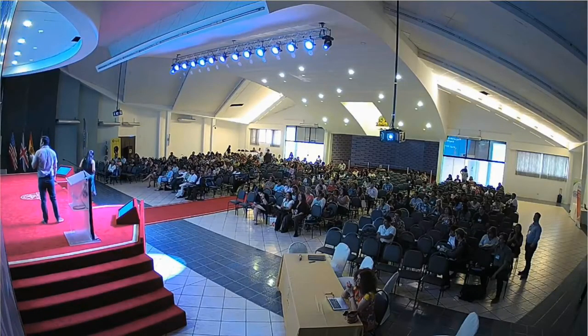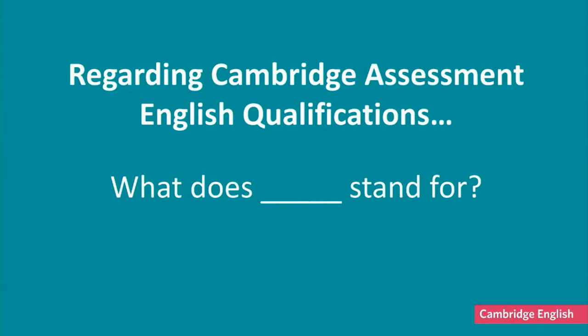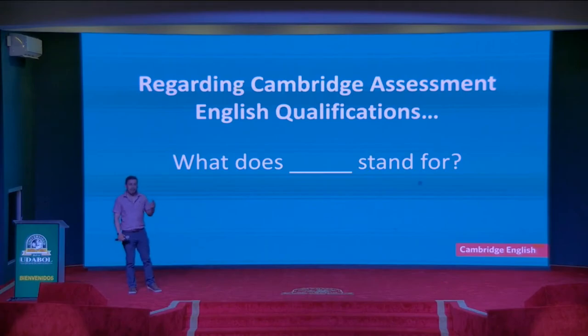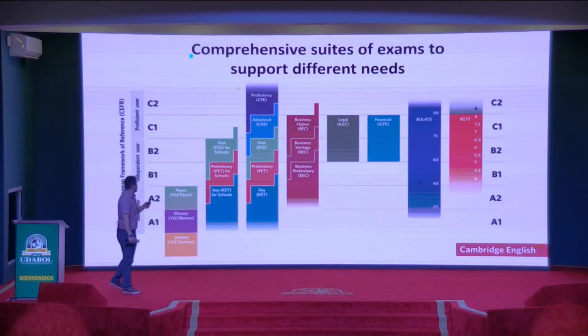So, the first one, the KET, stands for Key English Test, right? Am I right? Yes? And then we have the Preliminary English Test. And then we have the First Certificate in English, the Certificate in Advanced English and the Certificate of Proficiency in English, just to not make this so long as to get you tired, guys. So these are the exams of Cambridge.